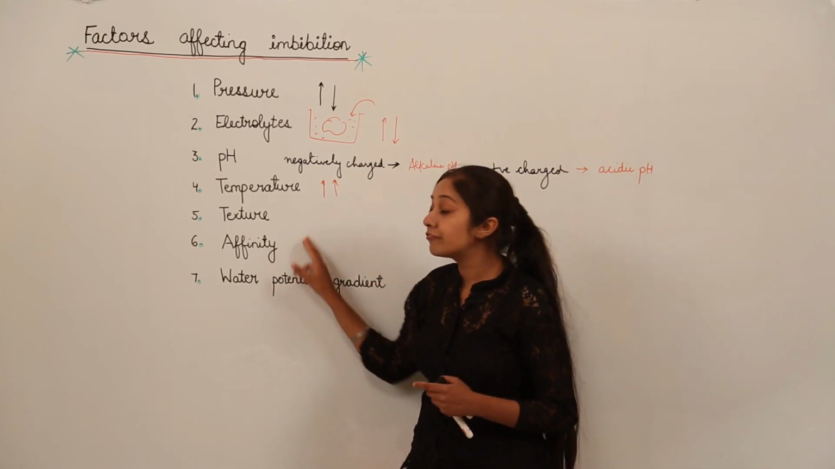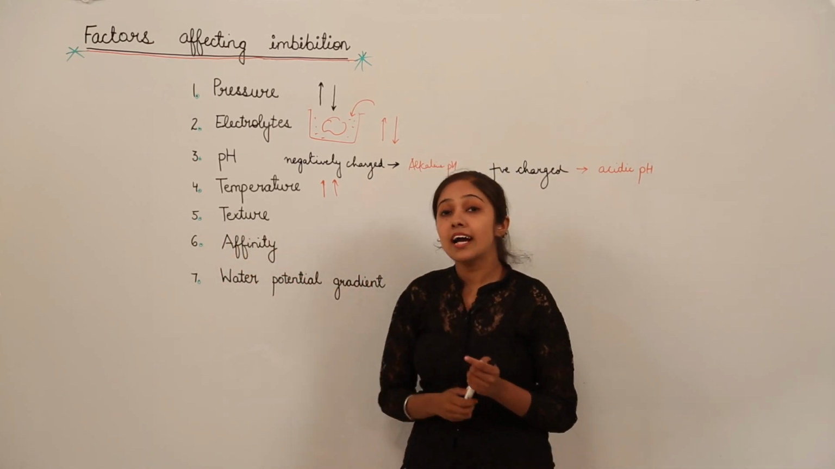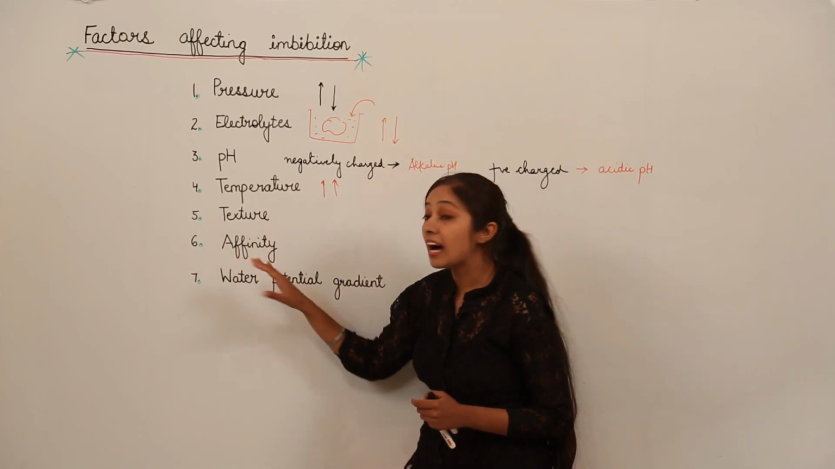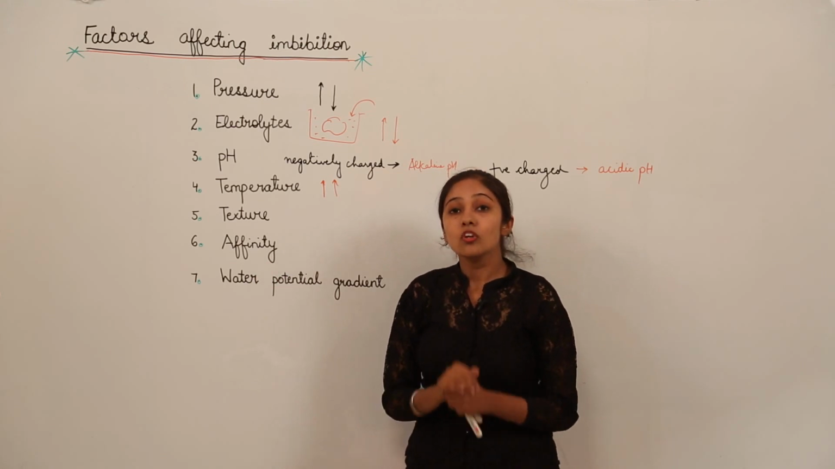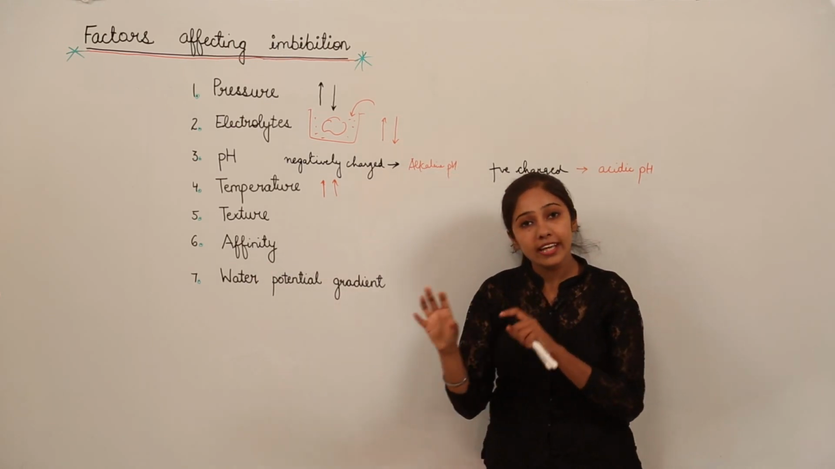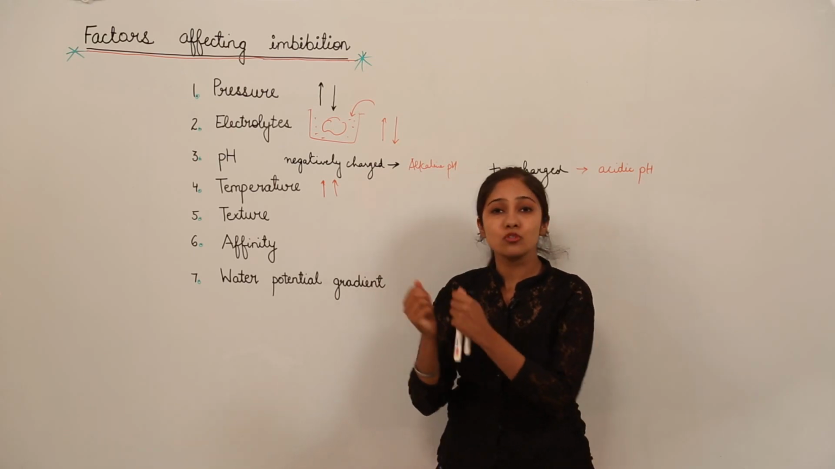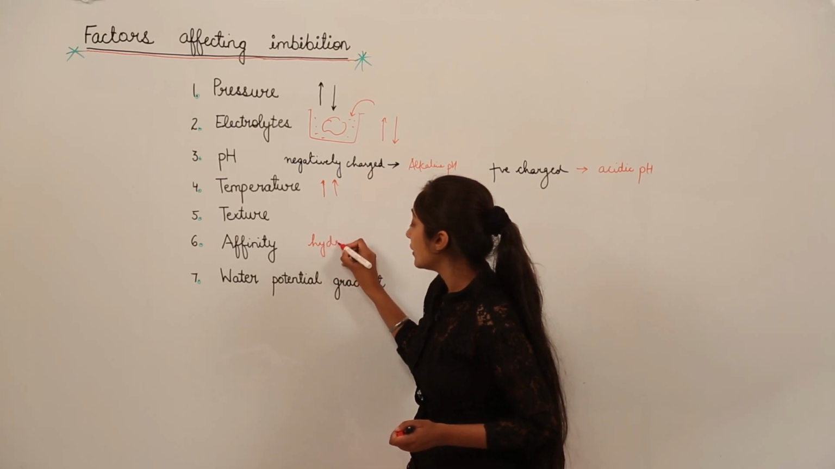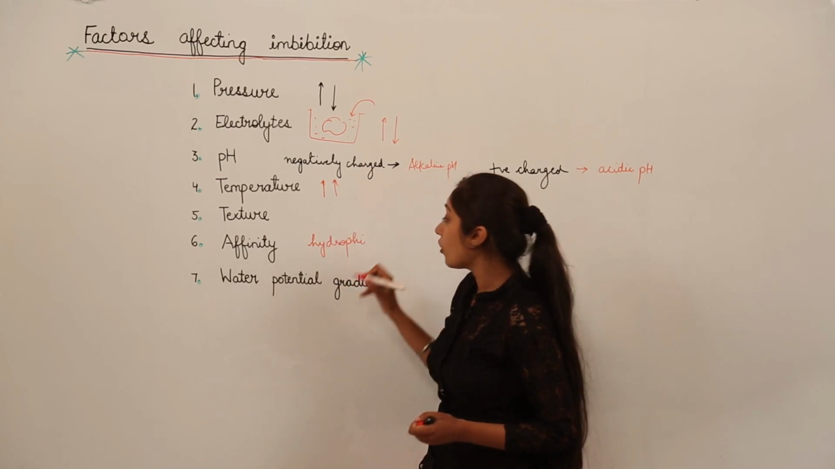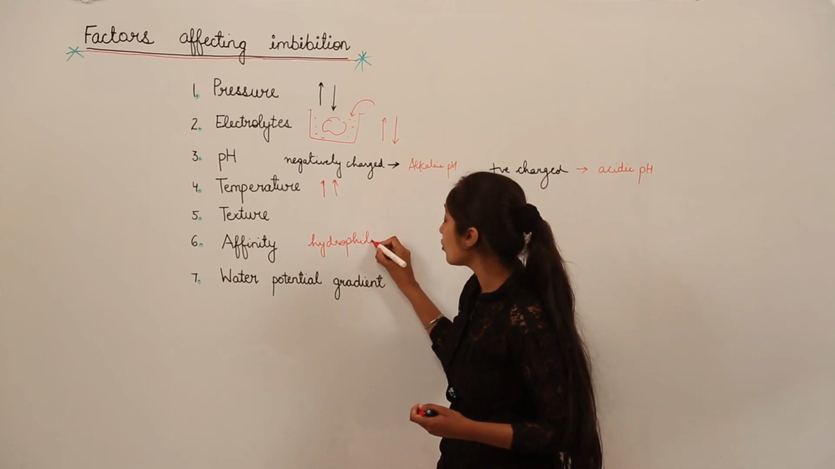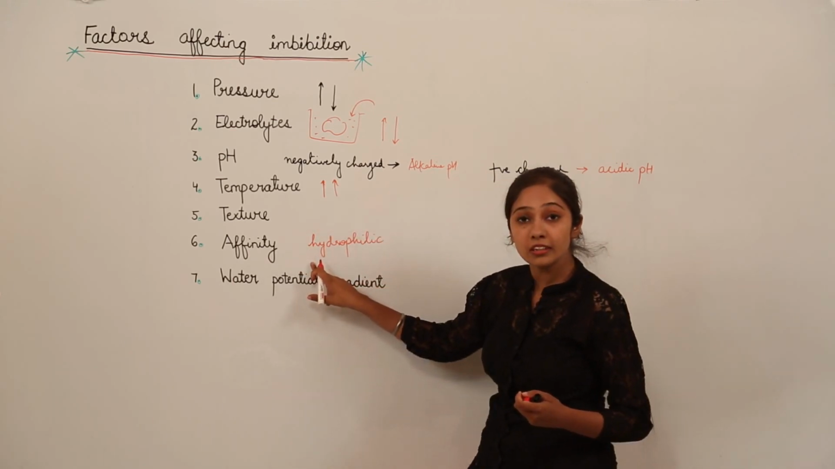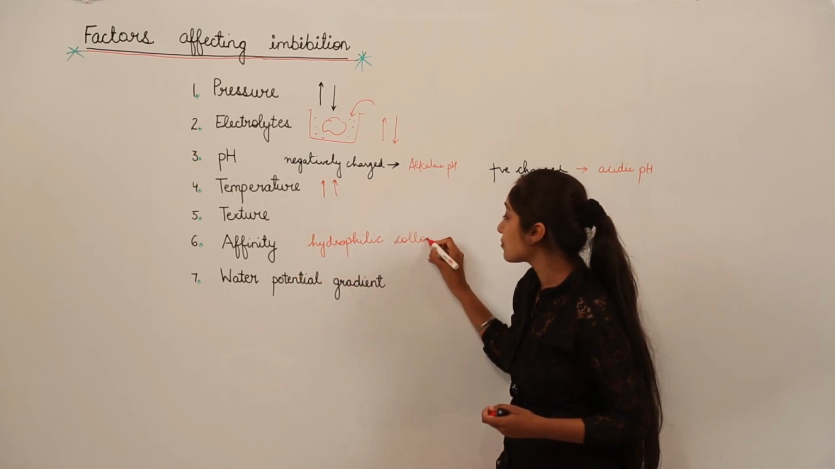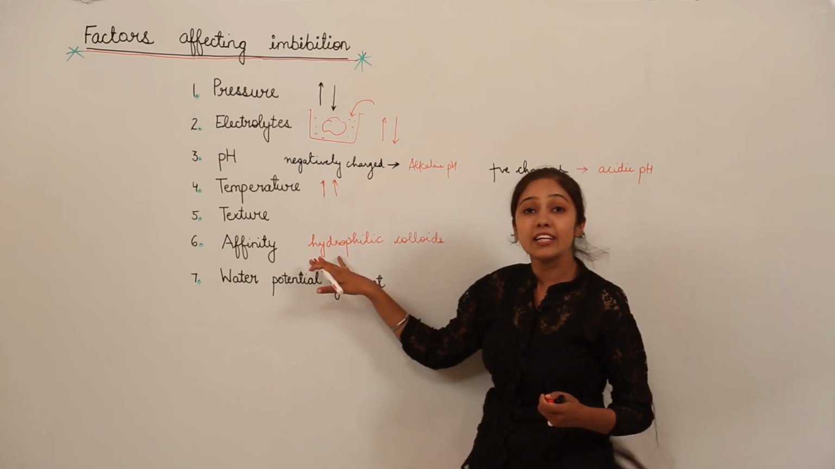Next we move on to the affinity. I told you that for imbibition to take place, we need to talk about the hydrophilic nature of the colloids. If the colloids are hydrophobic, means water hating, they will by no way absorb the water. But if they are hydrophilic, they are going to absorb water. So the affinity of the colloids is very important. Hydro means water and philic means loving. So we need water loving colloids, as they are going to absorb water.